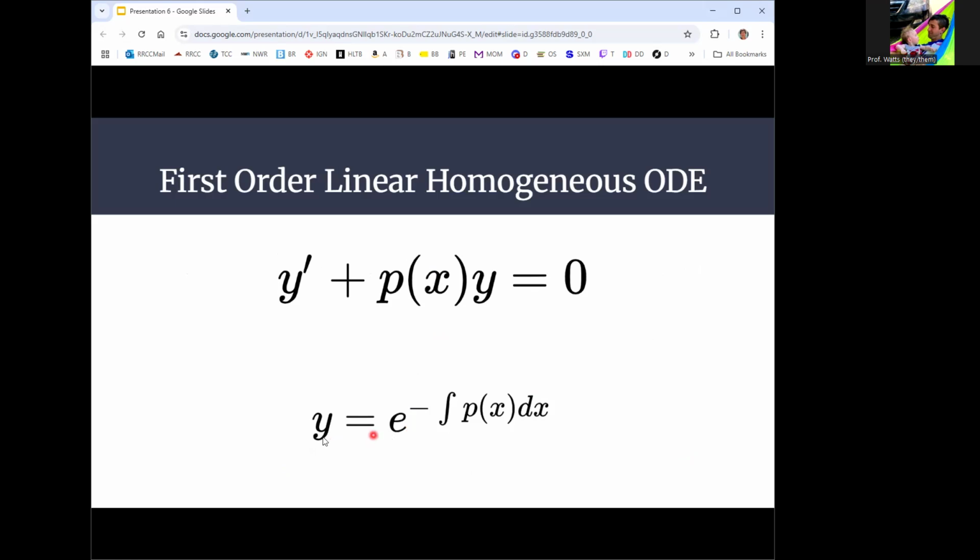where we'd have the solution y is equal to base e exponential e to the negative integral of p of x dx, where p of x is that coefficient function in front of y. Again, you can just subtract the p of x y to the other side, and then sort of do a separation of variables, integrate both sides, and then raise both sides to base e exponential.